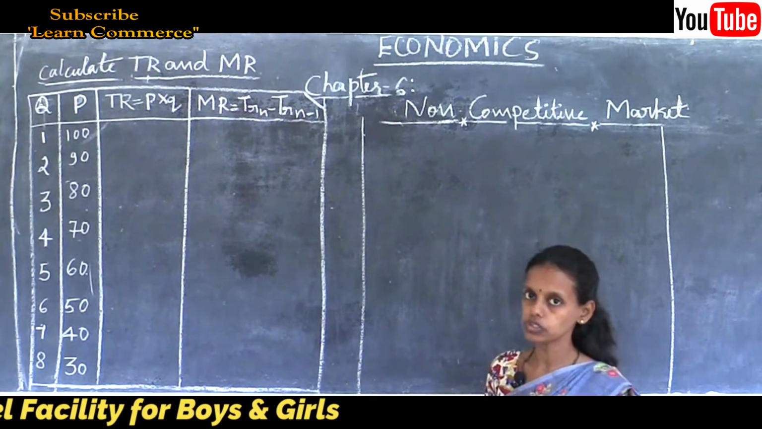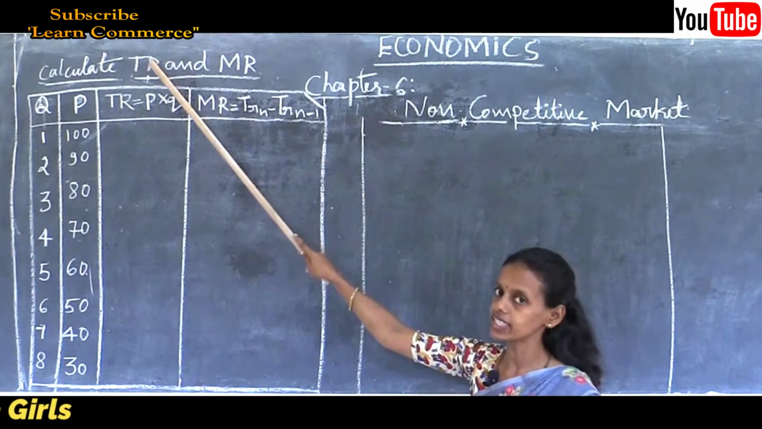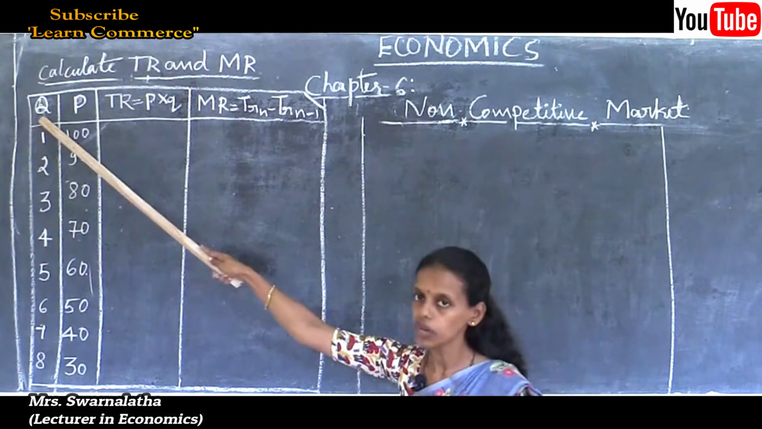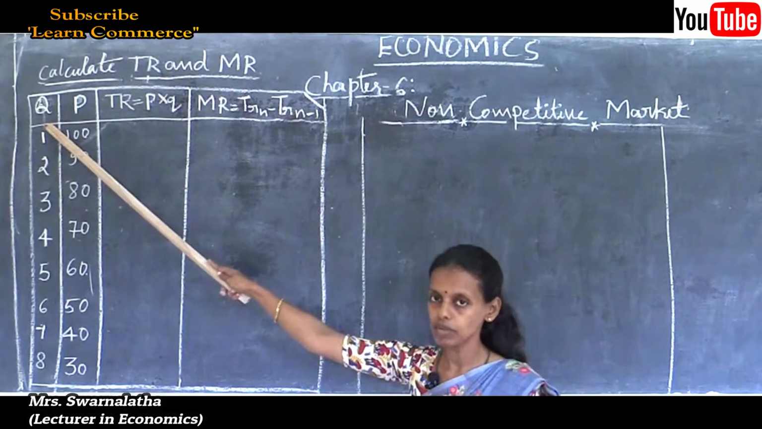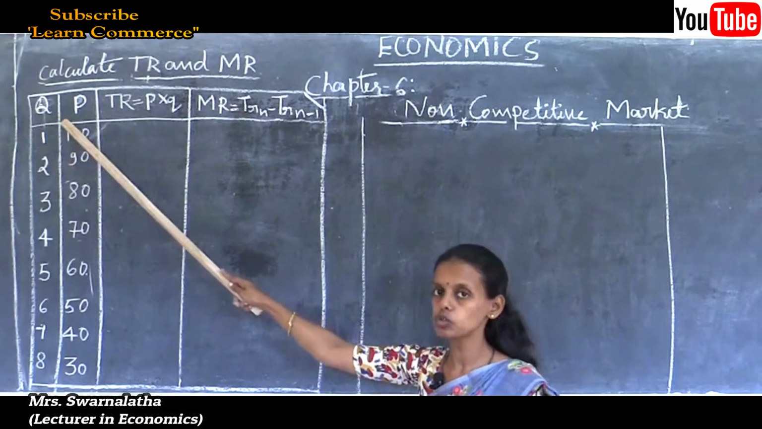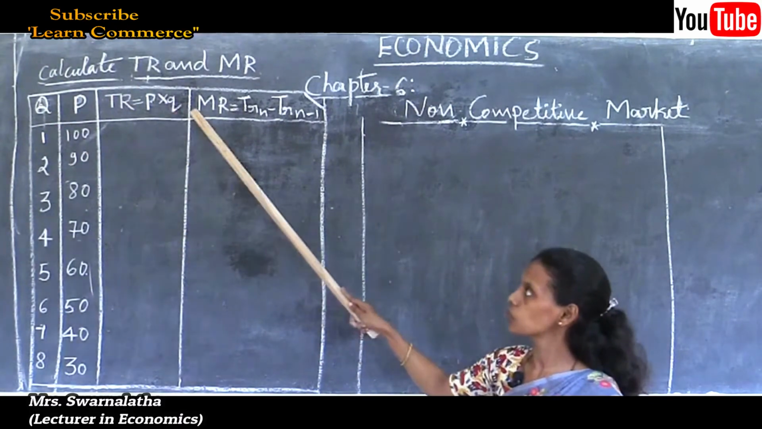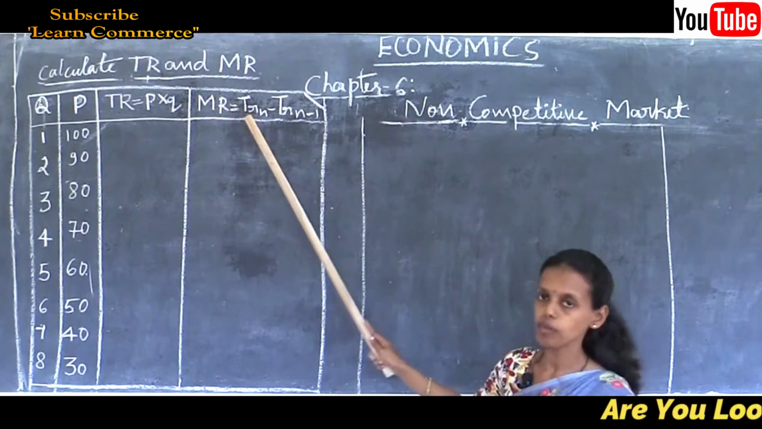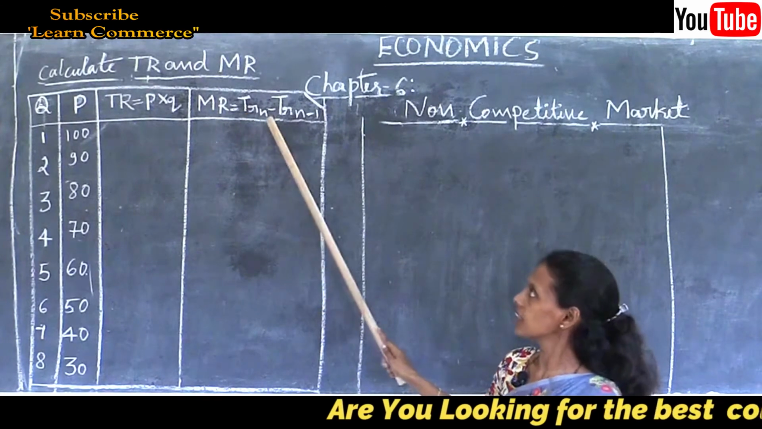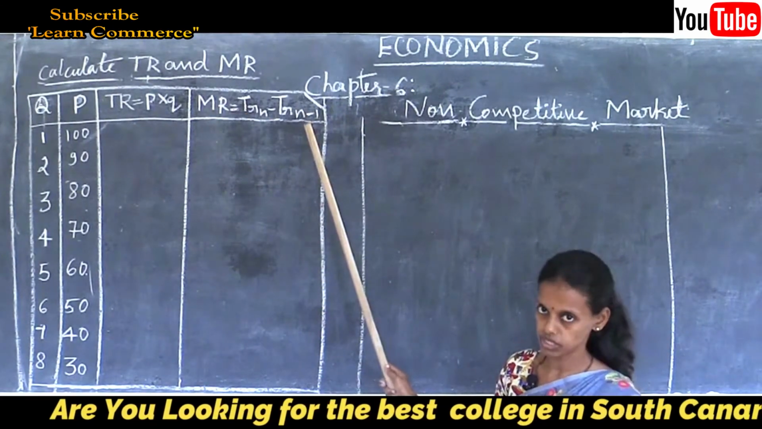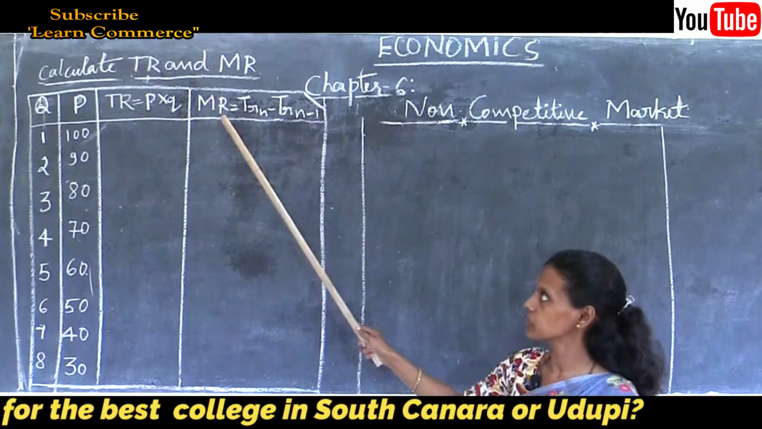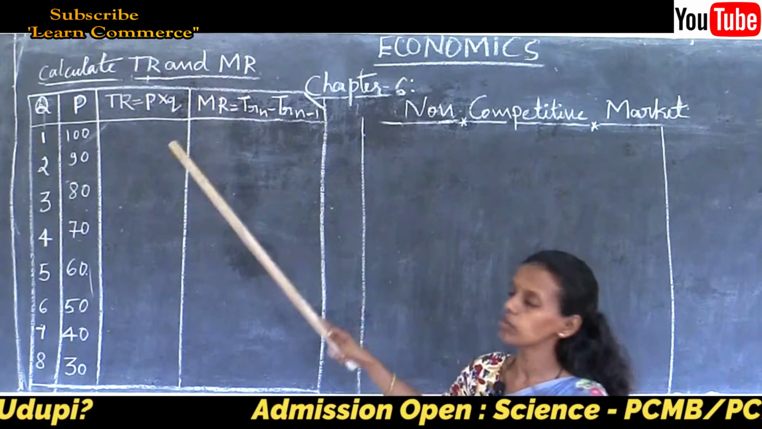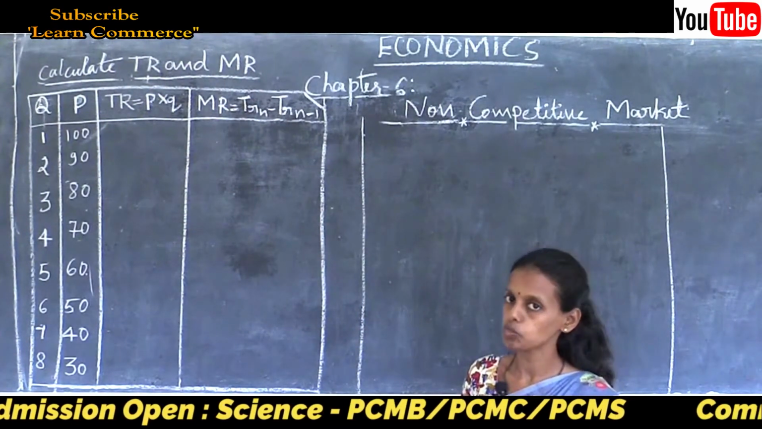So the formulas you know. To calculate total revenue, the formula is price into quantity produced. Prices prevailing in the market and quantity produced or output sold, it may be. So price into quantity, that is TR is equal to P into Q. How to calculate marginal revenue? TRn minus TRn minus 1. It is the formula to calculate marginal revenue, which we also studied in the previous chapters. So the question is to calculate TR and MR from the following table, if the quantity and outputs are given.